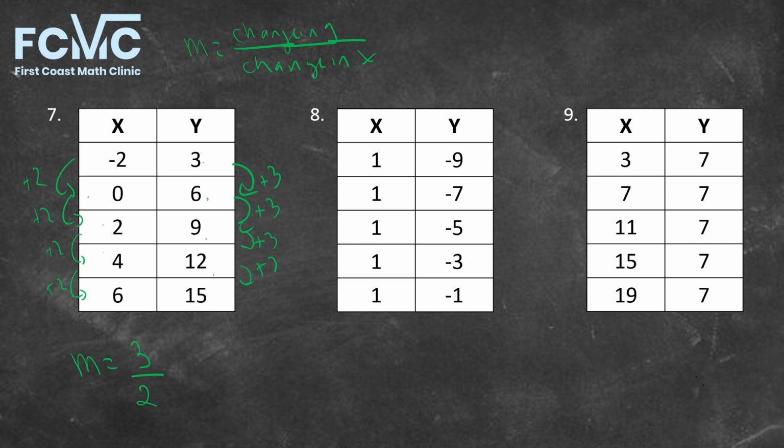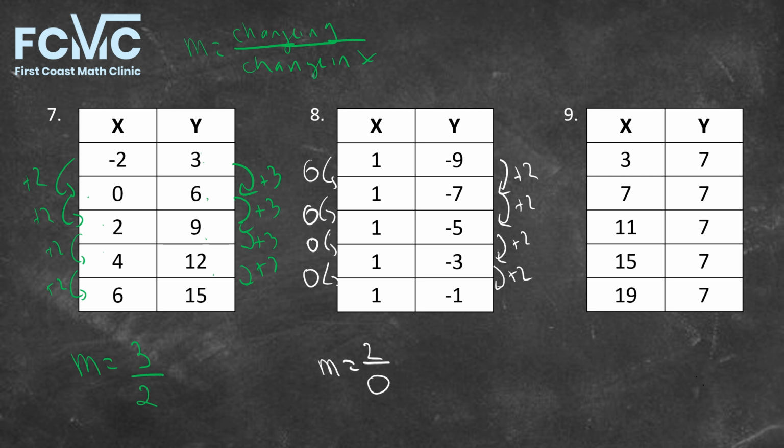For number 8, we're going negative 9, negative 7, negative 5, negative 3, negative 1. So what's our pattern here? All right, well, we're adding 2. And our change in x, well, we're just going from 1 to 1 to 1, so we have no change there. So that is going to be 0. So our slope is 2 over 0. And we know that whenever we have 0 in our denominator, we can't divide by 0. So this is going to be undefined.